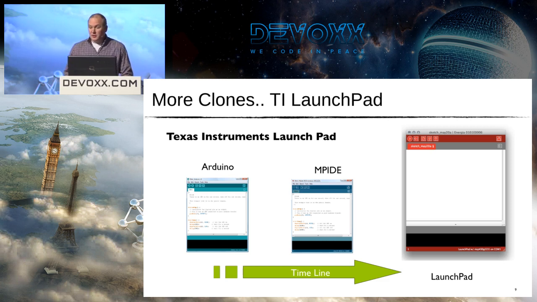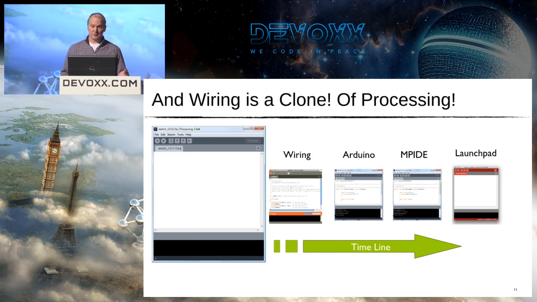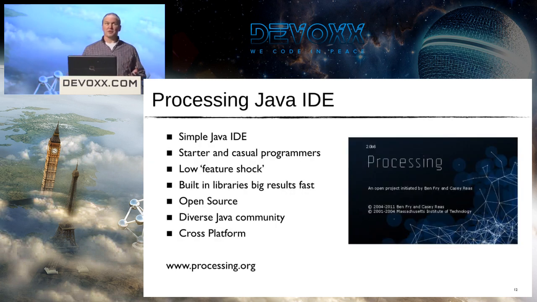MPIDE is not the only clone. Now we're seeing the Texas Instruments Launchpad as well, another clone. But maybe you didn't know that Arduino itself is a clone. It was a clone of the Wiring platform, which introduced, I guess, many of the first concepts of the physical computing space before Arduino even. But Wiring itself is also a clone of an IDE called Processing. So Processing began it all, really.